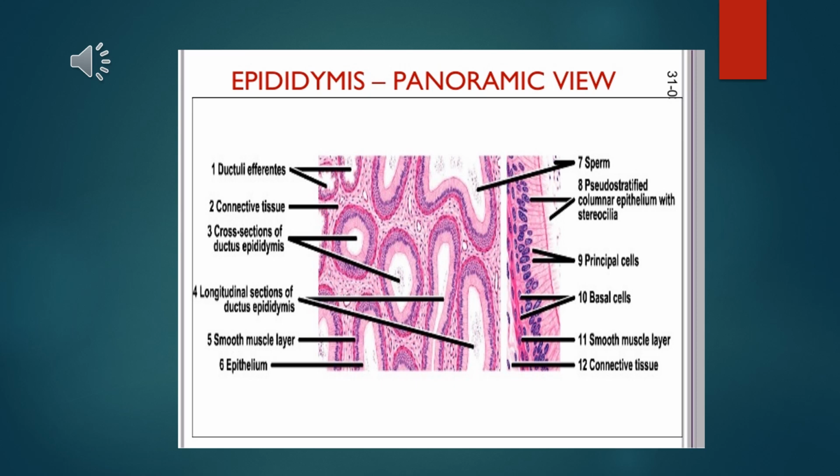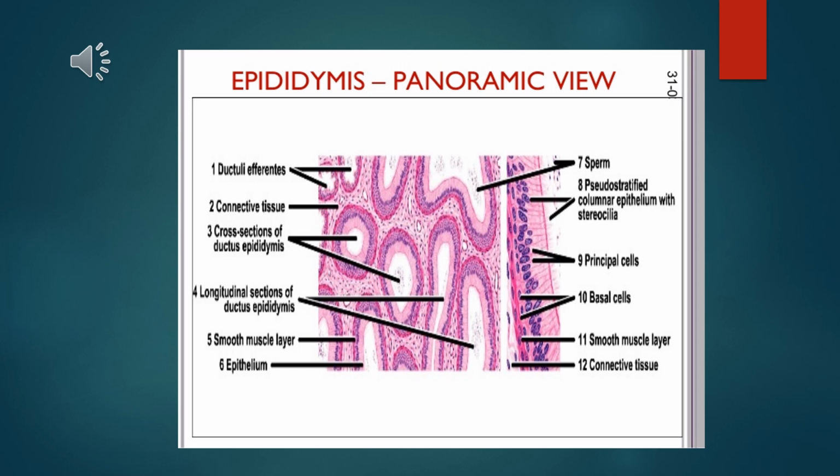Taking the section of the duct of epididymis, what you can see is a lumen, and the lumen contains sperms. Then you can see the lining epithelium, that is pseudostratified columnar epithelium with stereocilia. Then the lining epithelium rests on the basement membrane.